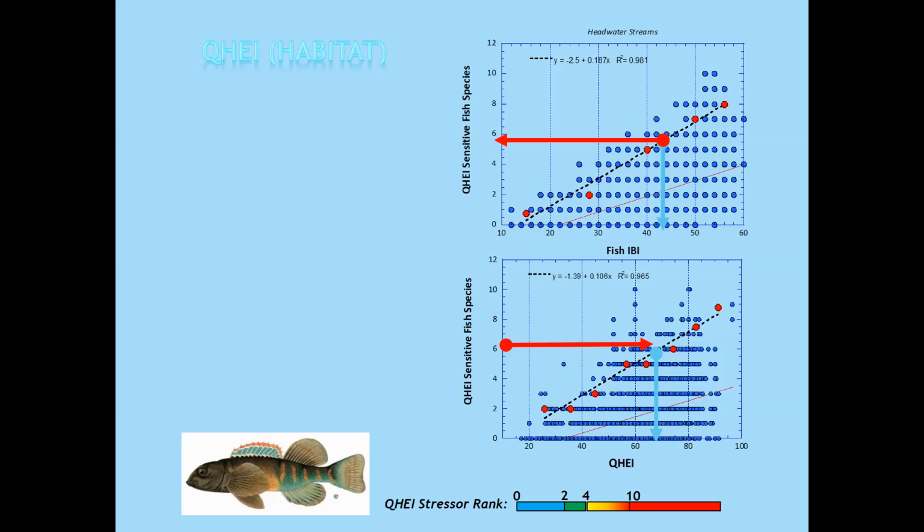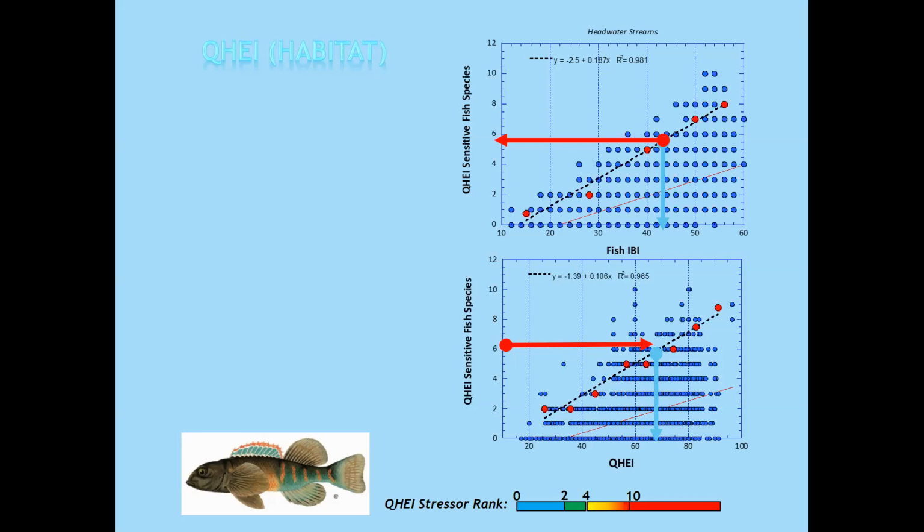So as you can see in the bottom right plot, as QHEI increases, the number of fish species increases, but there are also certain species that cluster towards the upper end of that relationship. These are ones that are more sensitive to changes in QHEI. So then we can build, if you like, a QHEI sensitive IBI out of that.